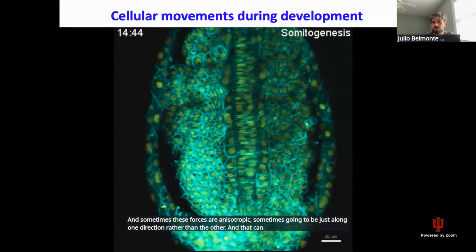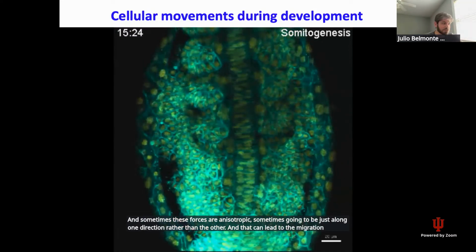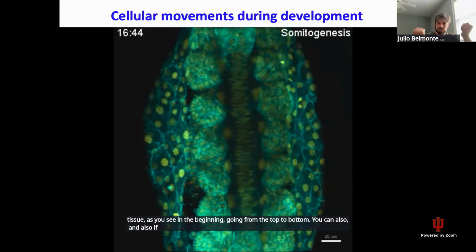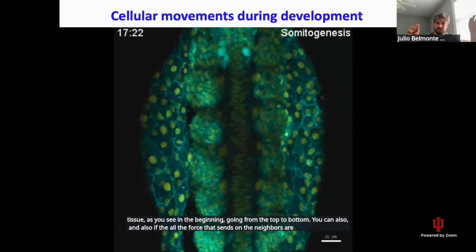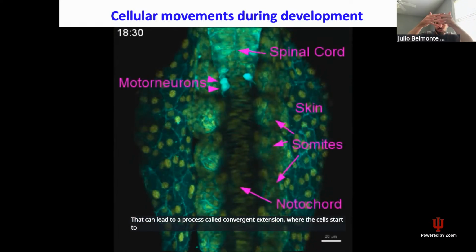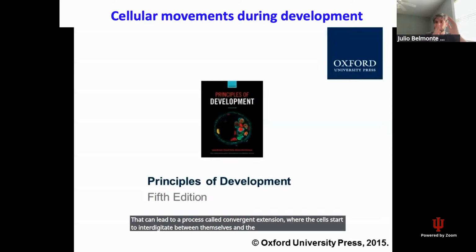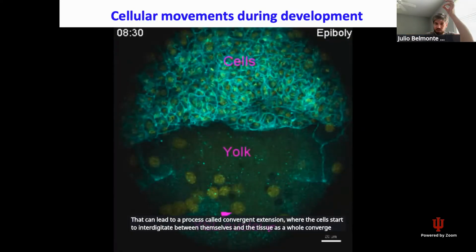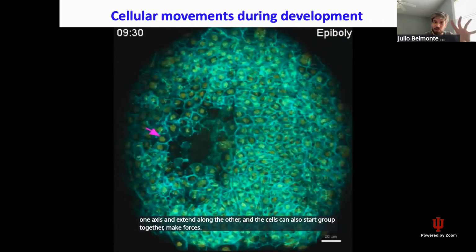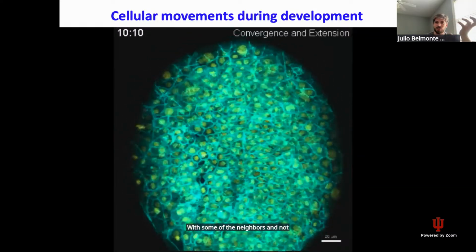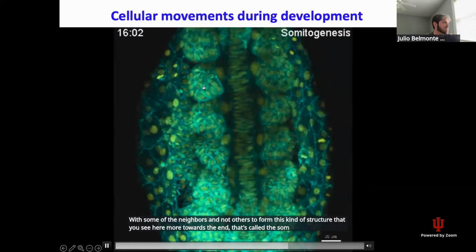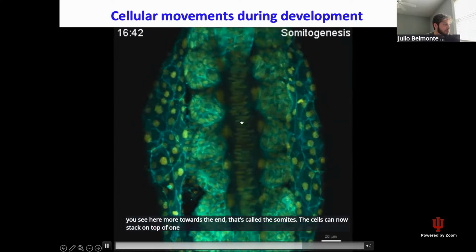And that can lead to the migration of the tissue, as you see in the beginning, going from the top to bottom. Also, if all the forces that cells exert on the neighbors are along a specific axis, that can lead to a process called convergent extension, where the cells start to interdigitate between themselves and the tissue as a whole converges along one axis and extends along the other. And the cells can also start to group together, making forces with some of the neighbors and not others, to form this kind of structure that you see here more towards the end. That's called the somites. The cells can also stack on top of one another for the notochord.